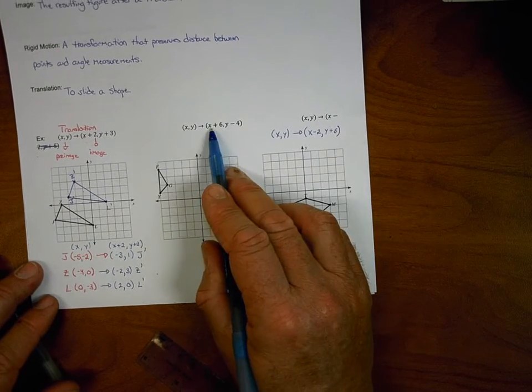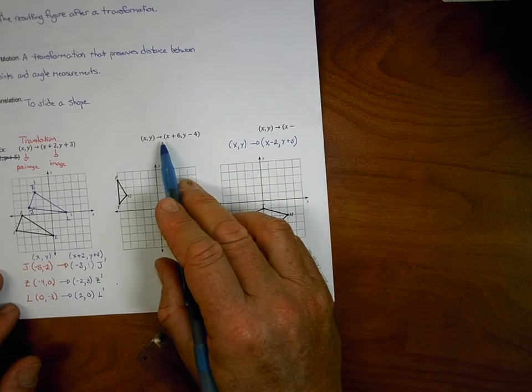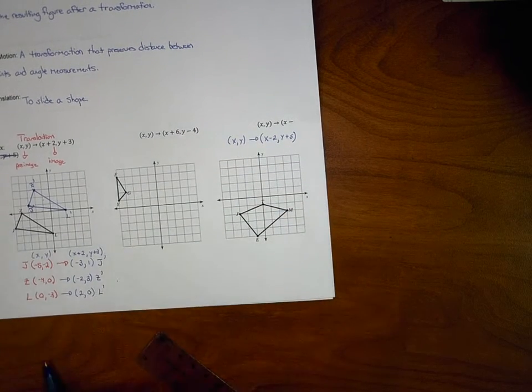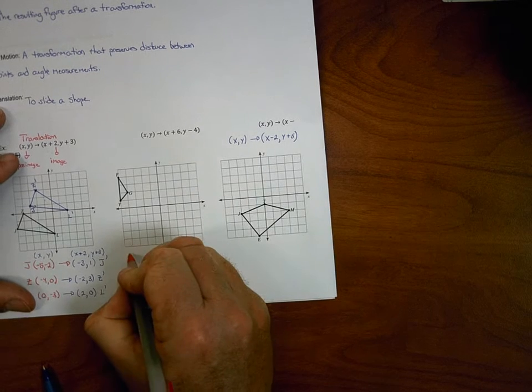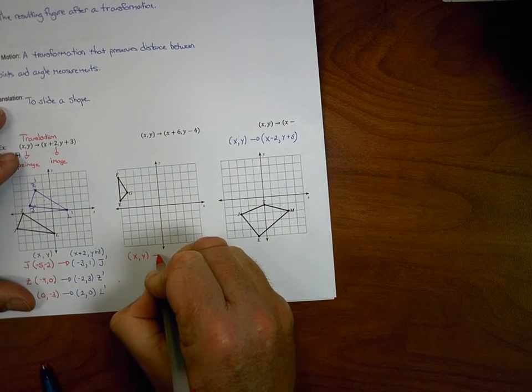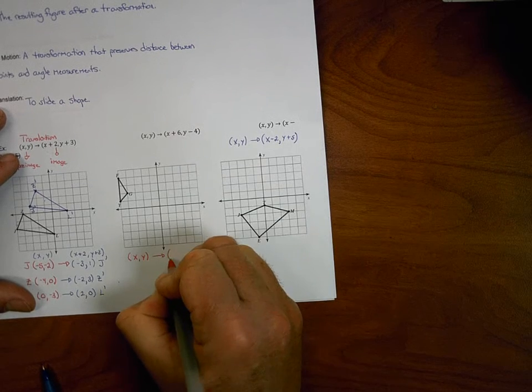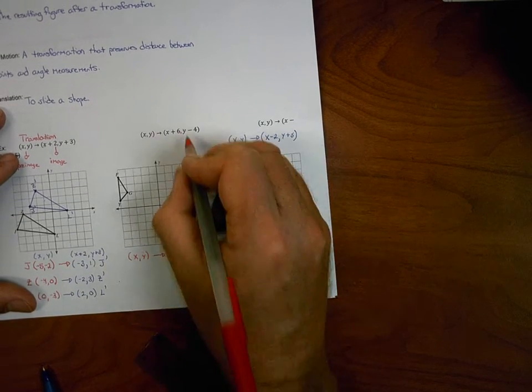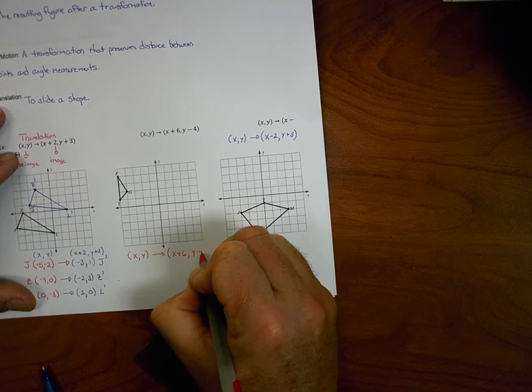So my new rule is saying, for this example, I have triangle FGY. So let's go ahead and put the coordinates. My rule is saying this: I'm going to take my x and my y value, and then I'm going to map them by adding 6 to my x, and then subtracting 4 from my y.